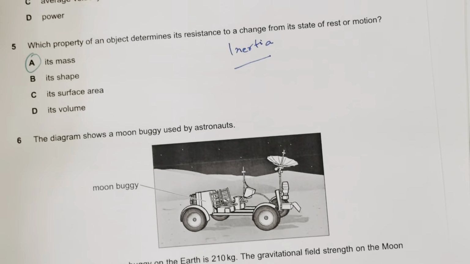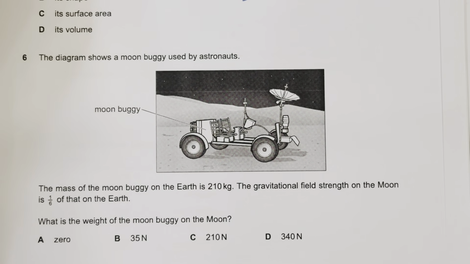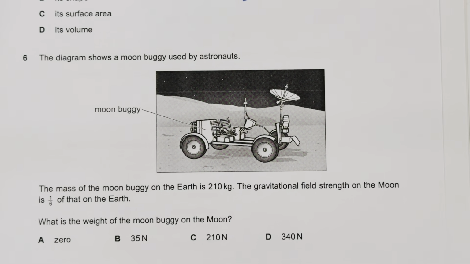Question number 6 is that the diagram shows a moon buggy used by astronauts. The mass of the moon buggy on the earth is 210 kg. The gravitational field strength on the moon is 1 by 6 of that on the earth. What is the weight of the moon buggy on the moon?